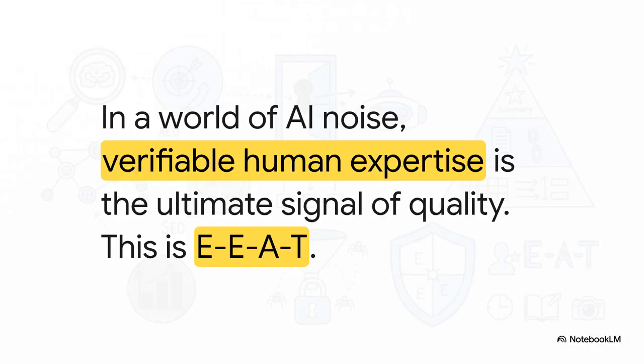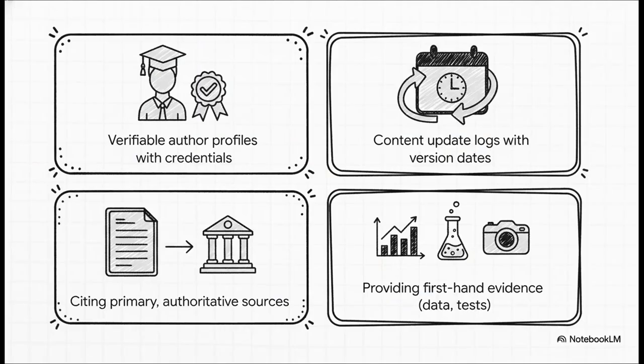But while we're waiting for new standards to shake out, there's one classic principle that is more important than it has ever been, and that's EAT: experience, expertise, authoritativeness, and trust. Why? Because in a world where AI can churn out endless generic content, your real, verifiable human experience is your single most valuable asset. It's the one thing AI can't fake. So, how do you actually show that expertise?